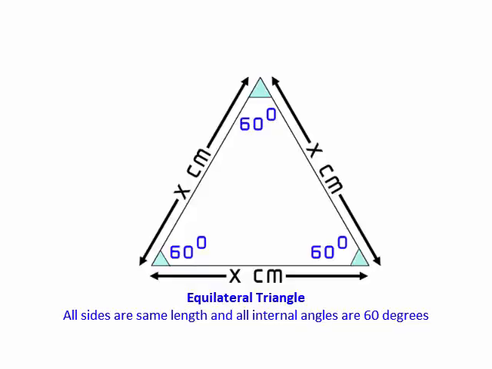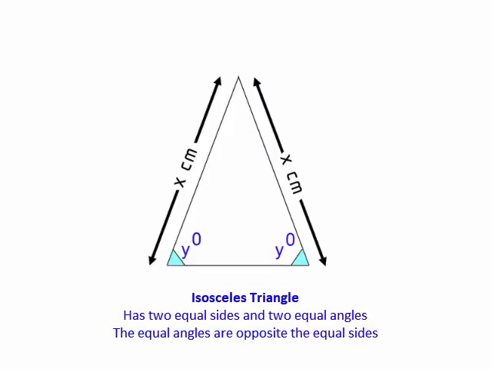Every shape has certain properties you must be aware of. This is an equilateral triangle, which means all the sides are the same length and all the internal angles are always 60 degrees. This is an isosceles triangle, which has two equal sides and two equal angles. And the angles that are equal are opposite the sides that are equal.